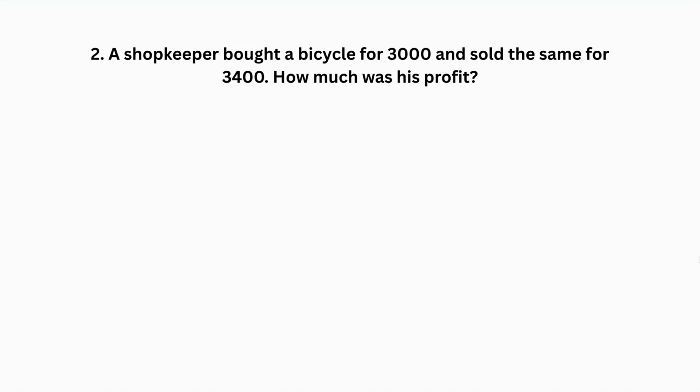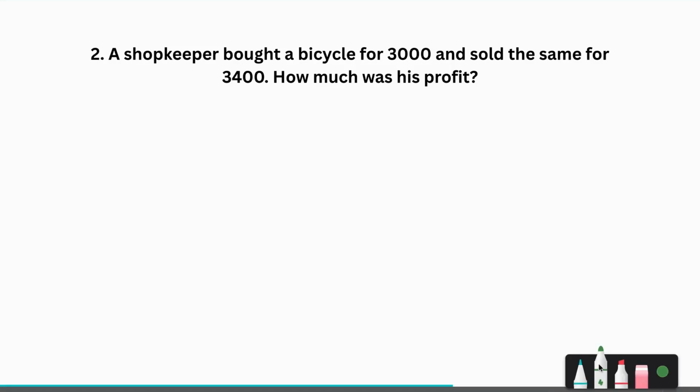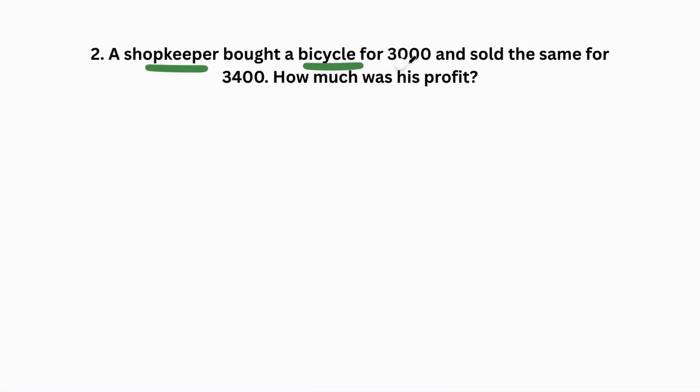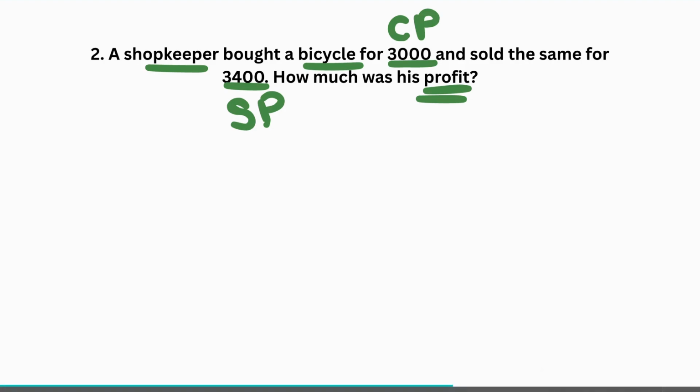In the second question, now they are saying that there was a shopkeeper who bought a bicycle for rupees 3000. He bought it, right? So this means this was his cost price, and he sold the same cycle, that means this is the selling price. Now they are asking us the profit. Now we have to calculate it.